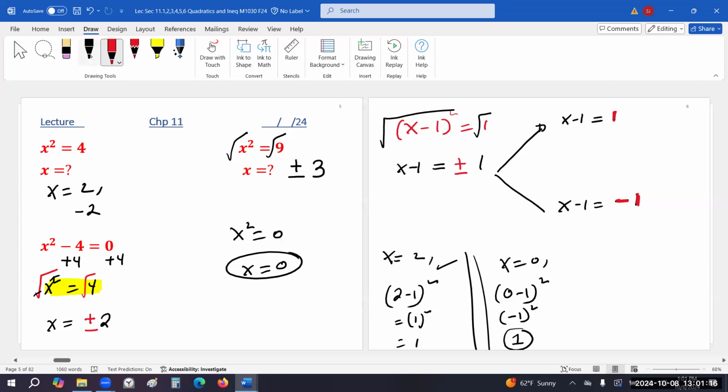And then you solve for x from both. We add 1. So what do we get from the first one? x equals 2. And from the second, x equals 0. You see? Algebraically, when you solve, we get two solutions. If you think logically, it makes sense. There are two numbers. When you minus 1 from them, and then square the result, you get 1.